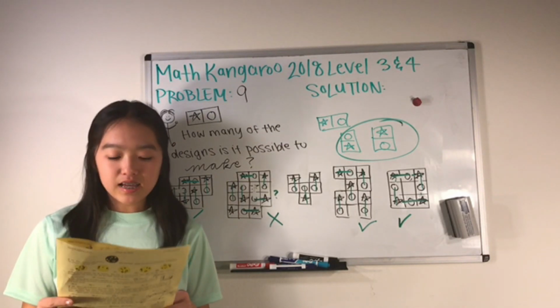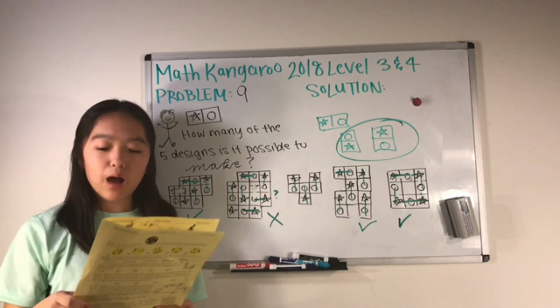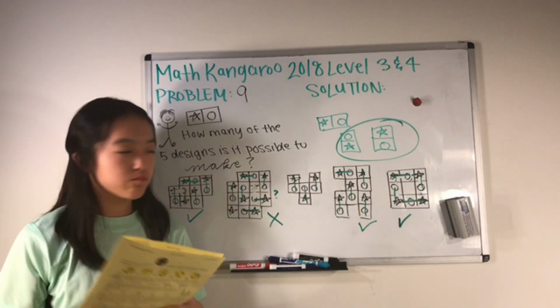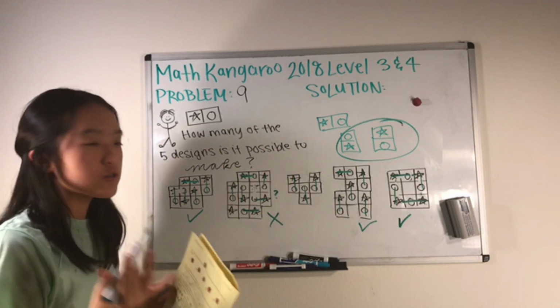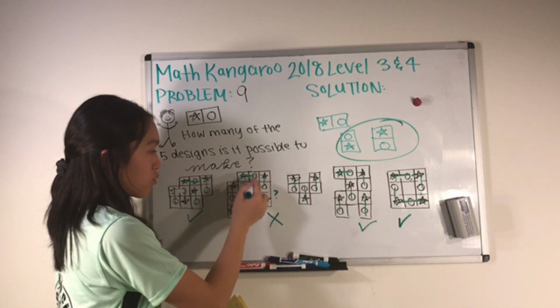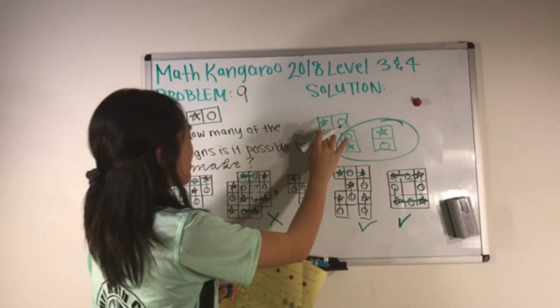Problem number 9 says, Roberto makes designs using tiles like this, with a star and a circle. How many of the 5 designs is it possible to make? So I'm not going to do every one of these because I already have them done out for you. But really the simplest way to do this is just to circle the pairs or draw a line through the 2 pairs. So if you see, you have a star and a circle, right?